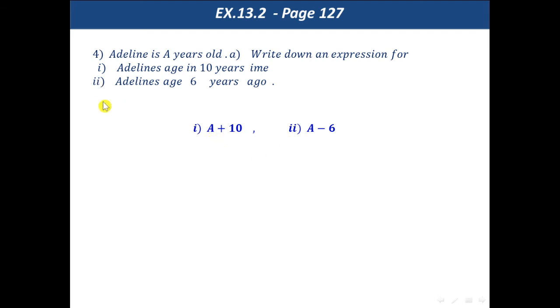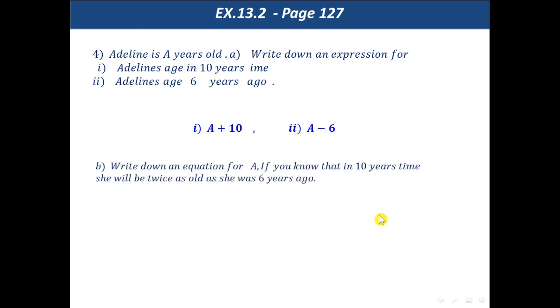And this is the first question, this is the second question. So her age plus 10, this is how much she is in 10 years. And her age minus 6 years, this is how old she is 6 years before. And this is how old she is 10 years later. So all of that is her age in 10 years, and all of that is her age 6 years ago. Now let us go to B.